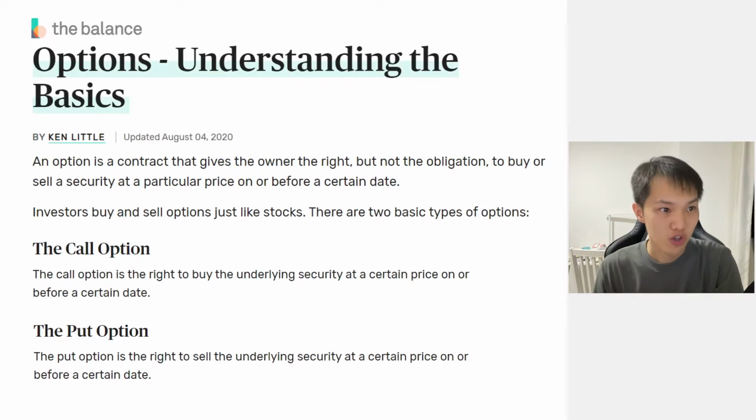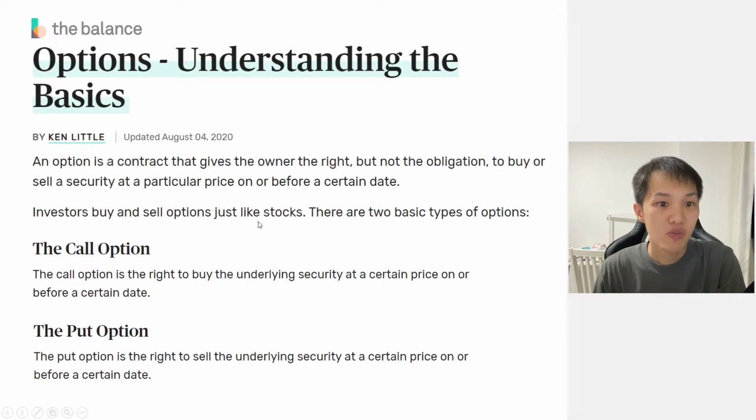An option is a contract that gives the owner the right but not the obligation to buy or sell a security at a particular price on or before a certain date. So you see this, right? If you have a right but not the obligation, it means that the payoff could only be positive. For example, if the payoff is negative but you don't have the obligation to exercise, then you can just let the option expire. Investors buy and sell options just like stocks.